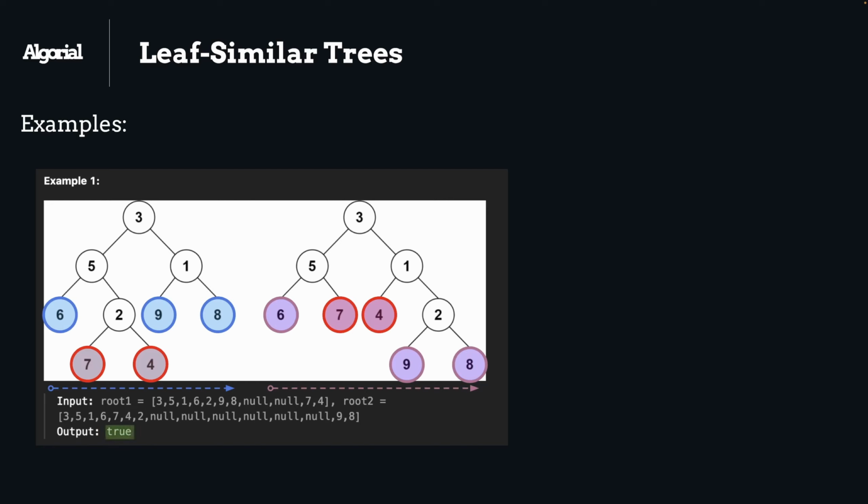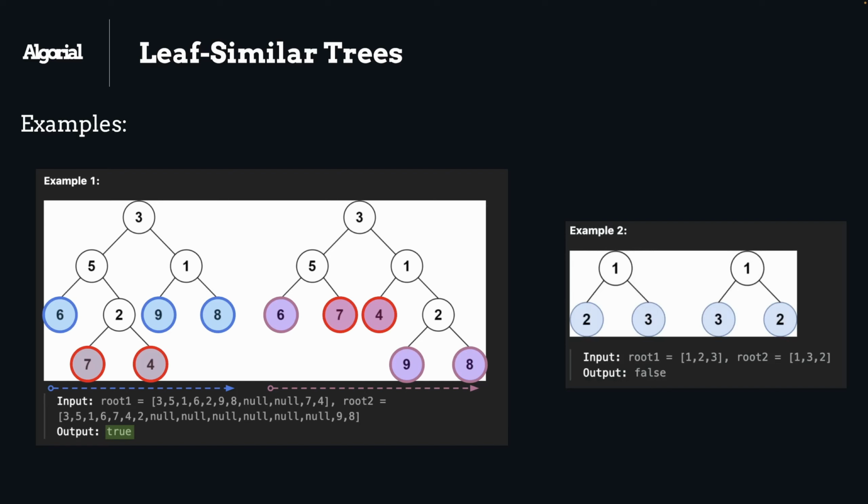This is more obvious in the next example where we have 2 and 3 in the left subtree, but we have 3 and 2 in the right one, and we return false for it because they are not in the same order. Let's see how we are going to solve this problem.